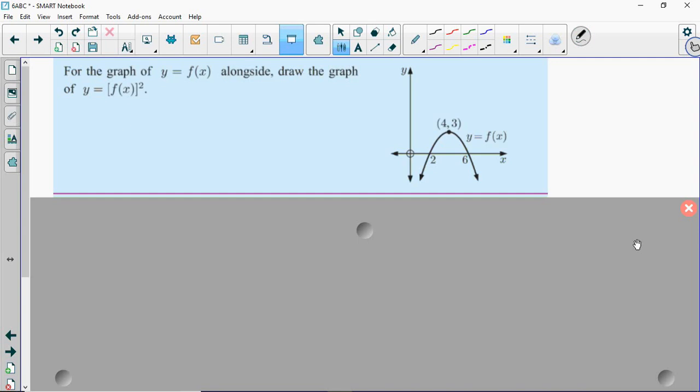Let's take a look at something pretty simple looking. Let's think our way through this. So we're going to begin with the x-intercepts. They're going to stay exactly where they are. We've also got this point 4, 3. So we're going to square 3. So that's going to go up to 4, 9. Let's say it's right there. Now I'm going to connect these dots, but I'm going to do it really carefully. So it's going to look something like this.